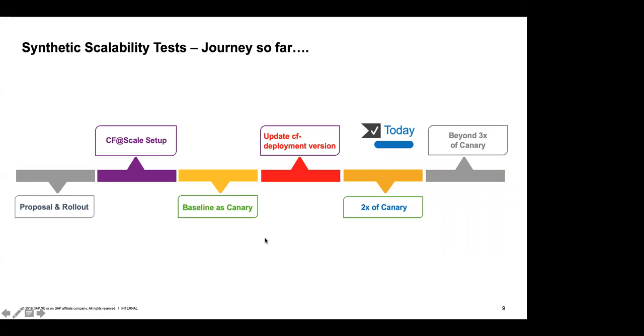So then, I already mentioned that we are running synthetic scalability tests, and this is kind of a rough picture of what we have done in that area.